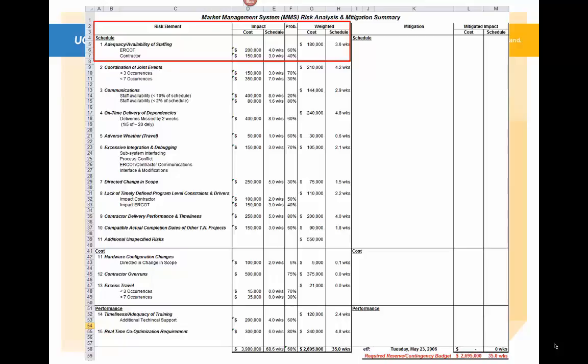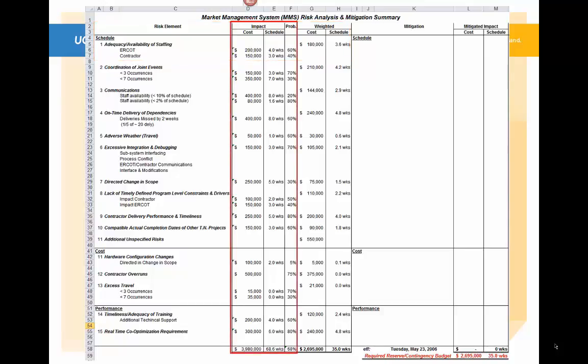And now you can note that the total of those is less than the total of the raw impact and the raw schedule impact before taking into consideration the probability of the risk occurring. And you can work down through each one of these risks. You notice that there are 11 identified major risks impacting schedule. There are 3 impacting cost and 2 impacting performance.